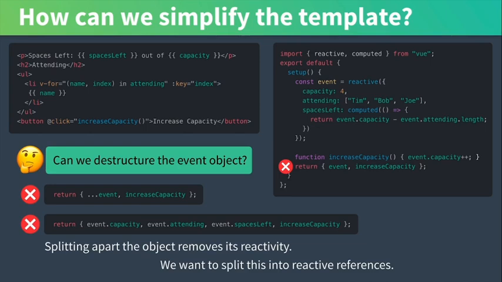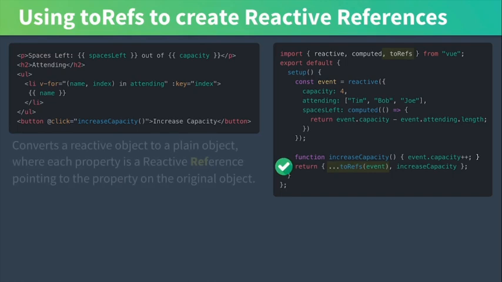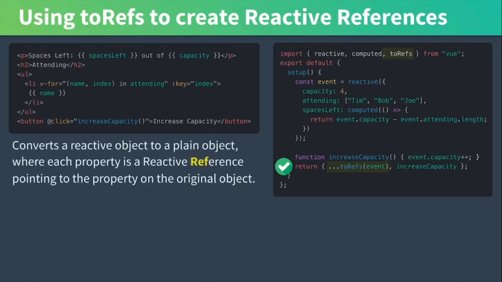reactive references. Luckily, Vue 3 comes with a function called toRefs. So I'll import it, and then if I send event into this function, it's going to convert my reactive object into a plain object, with each property being a reactive reference that points to the property on the original object.